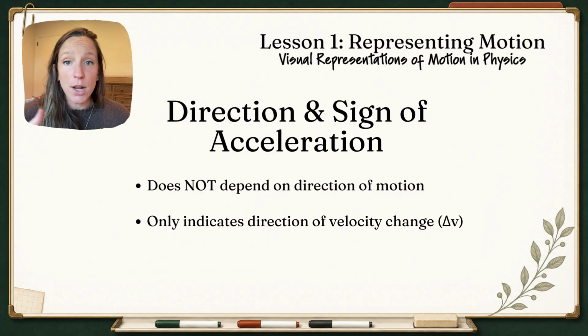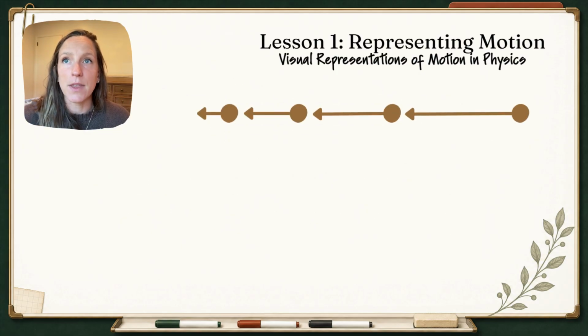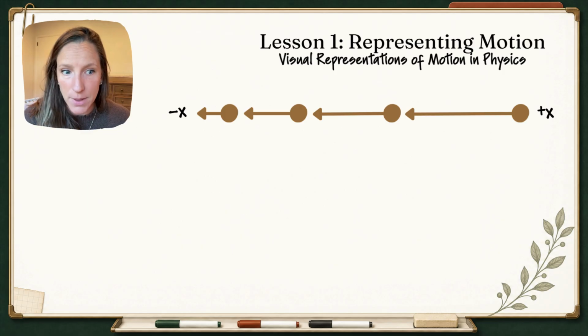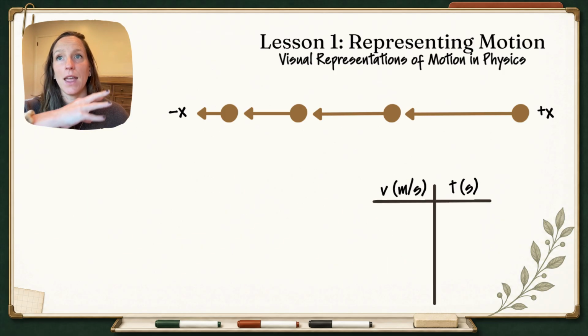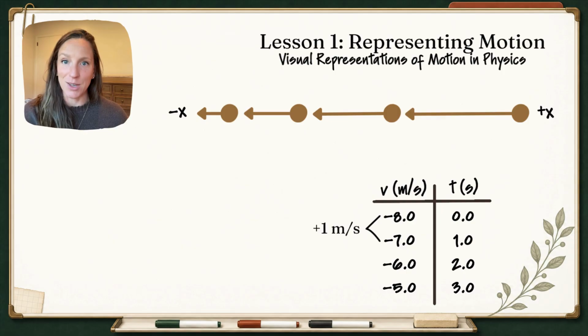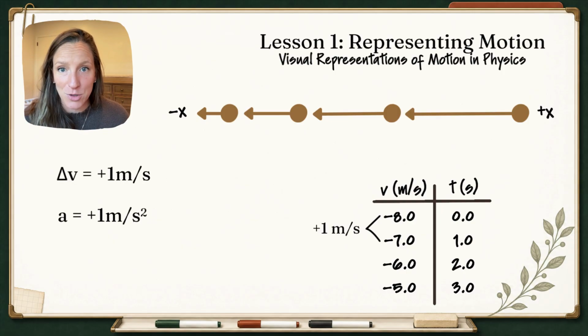So let's look at a third example here. Now we have something that's moving to the left, indicated by the displacement vectors pointing to the left, but again, it's slowing down. So if we put numbers to this, say we have -8, then -7, then -6, then -5, and so on and so forth. Now from each velocity to the next, we see this change per second of +1 meter per second per second. So this acceleration would be +1 meter per second squared.